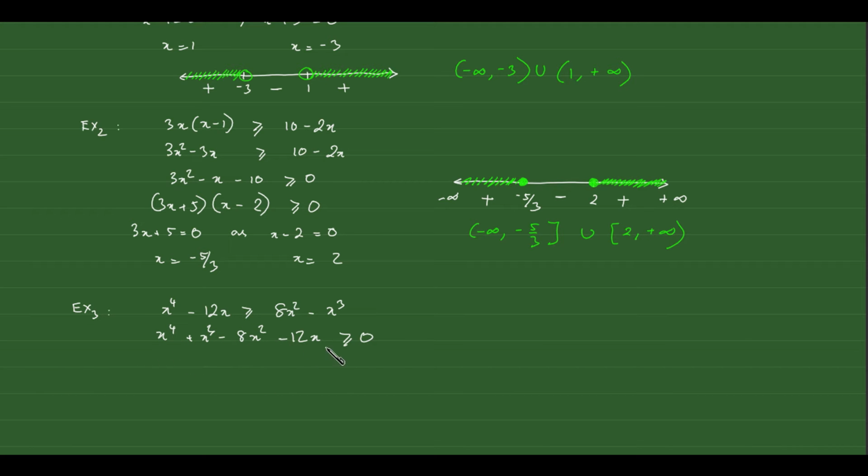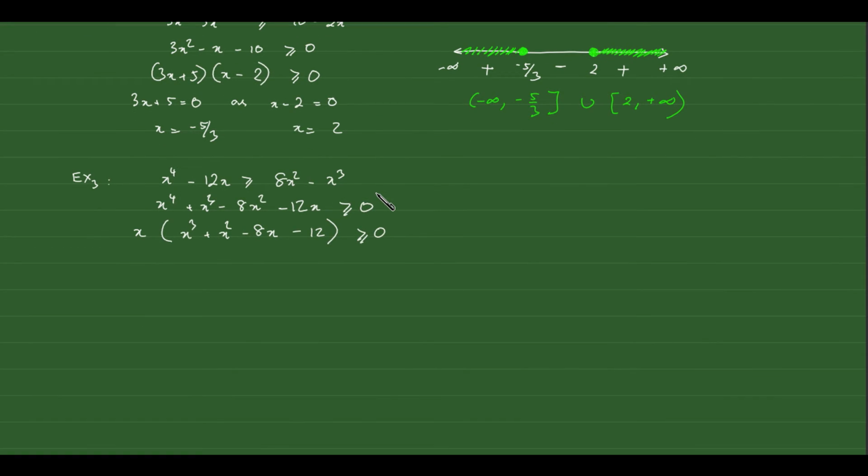So I have something in common. Yeah, GCF. So x in common: x times x to the 3rd plus x squared minus 8x minus 12. Alright. But this is still in standard form. So you have to factor this. So how are we going to factor this?